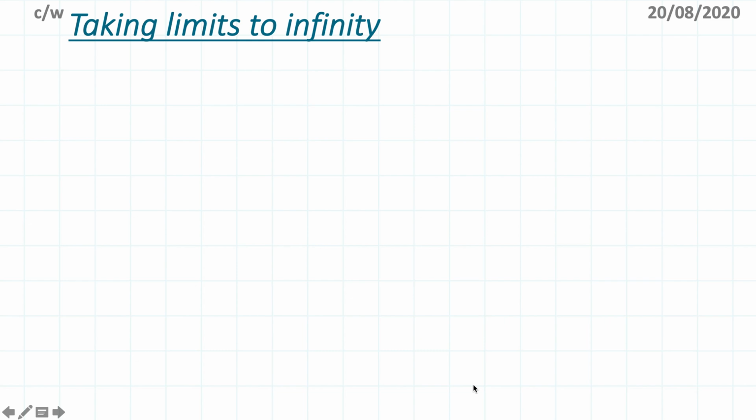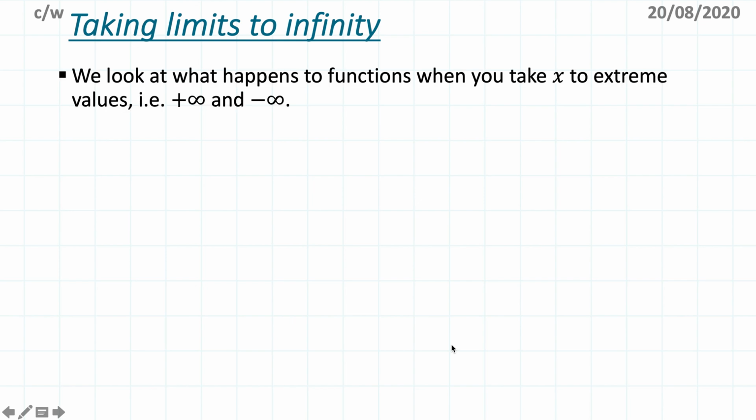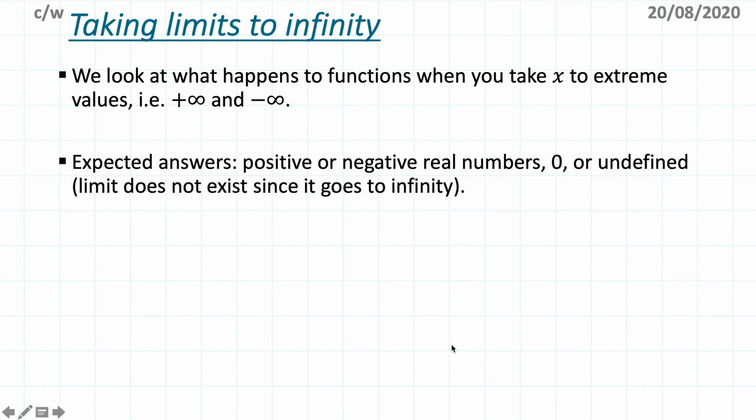Taking limits to a further step, we're going to look at taking limits to infinity. So we want to see what happens to a function when you take x to extreme values, so when you take it to positive infinity or negative infinity.